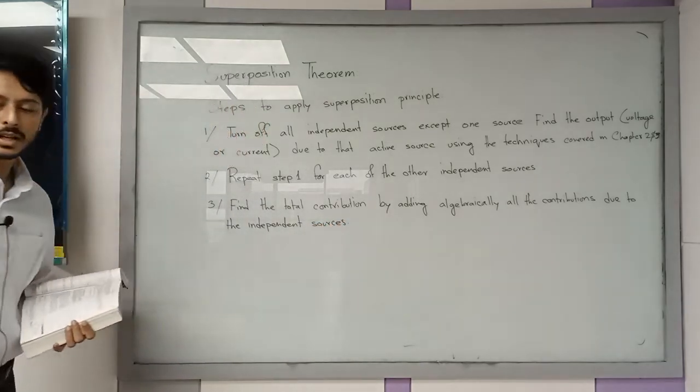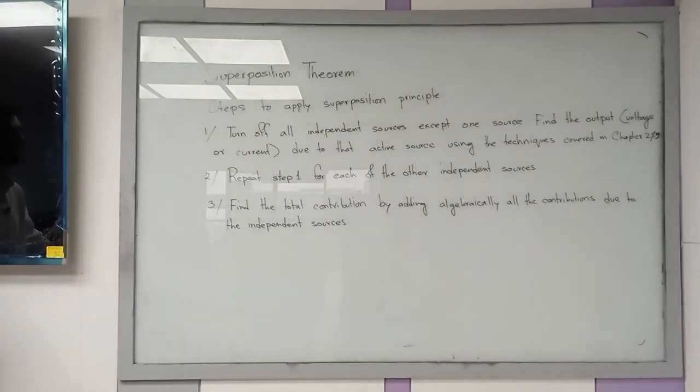So these are the steps you need to follow. Turn off all independent sources except one source. Because if there are more than two independent sources, then you have to turn off all the independent sources except one. One should be live. Okay? Then you have to find the output voltage or current which is required to be found, due to that active source.